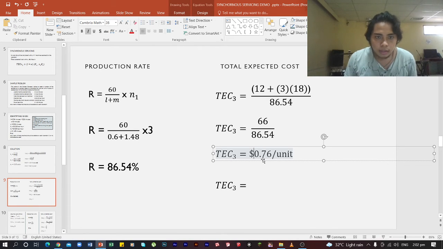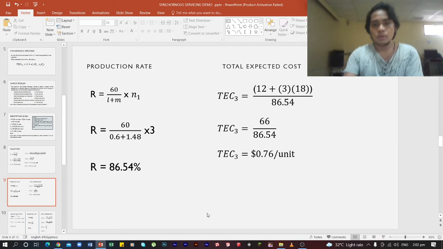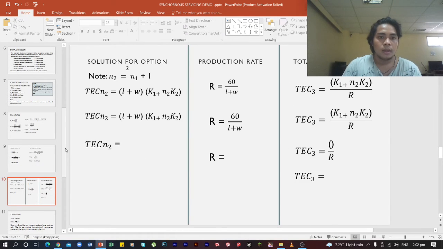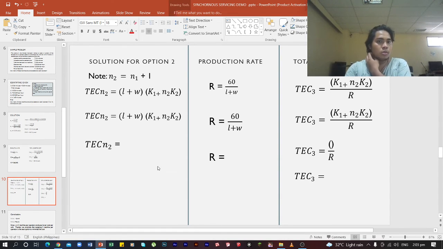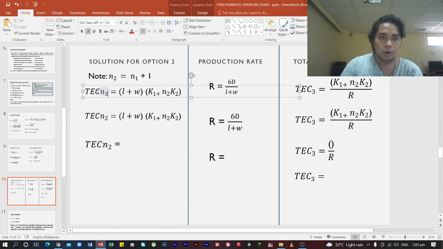Sorry for the inconvenience. So our TEC is 0.76 dollar per unit. So next, our option 2 is if you are asked to add one more assigned machine to an operator. So here's the solution. Note that N2 is equal to N plus 1. We know that N1 is equal to 3. So 3 plus 1 equals 4, right? So our N2 is 4.